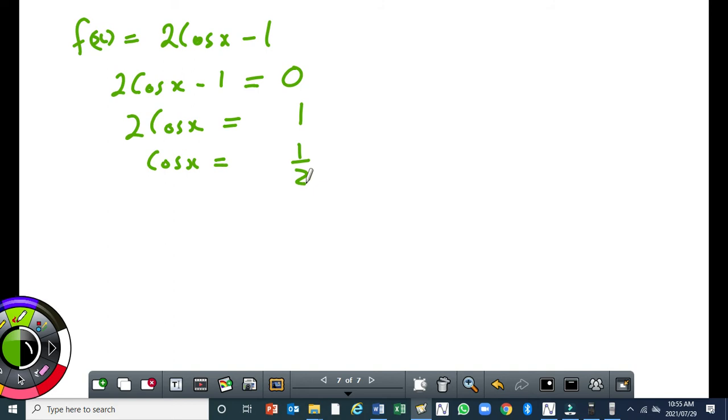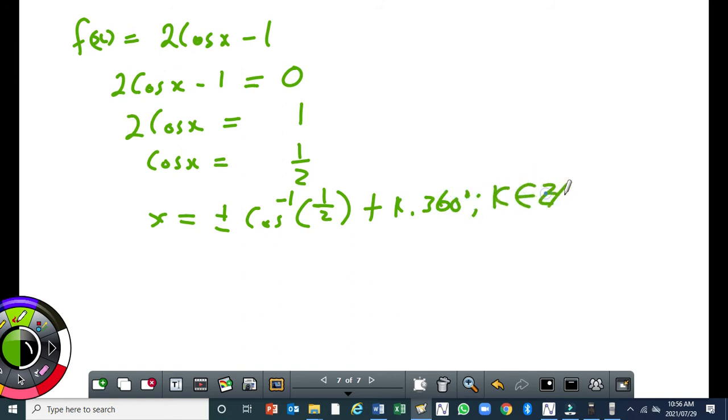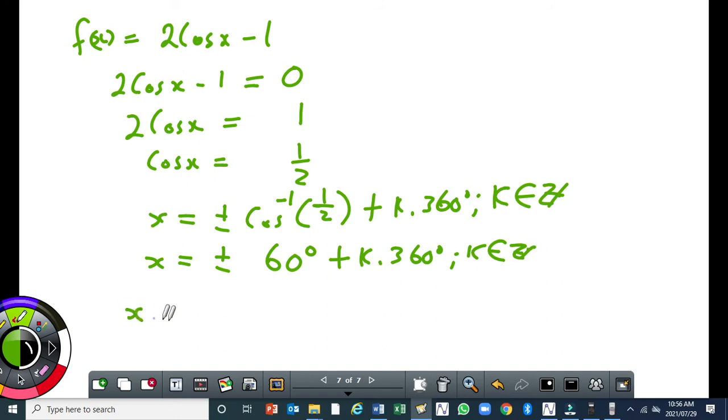The general solution. So we can say x will be equal to plus or minus shift cos of a half, which is 60 degrees, plus k times 360 degrees. I want you to be aware that we have done term 2 work. That knowledge is required now. So this becomes x equal to plus or minus 60 degrees plus k times 360 degrees, where k is an element of z. Right? Since I'm not teaching the general solution, what will be the two values of x?